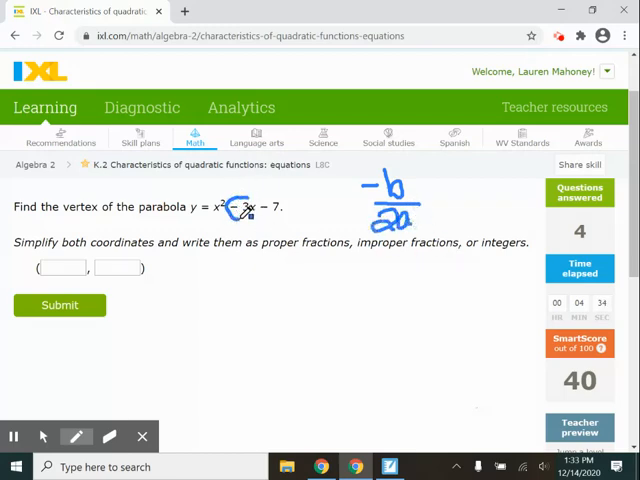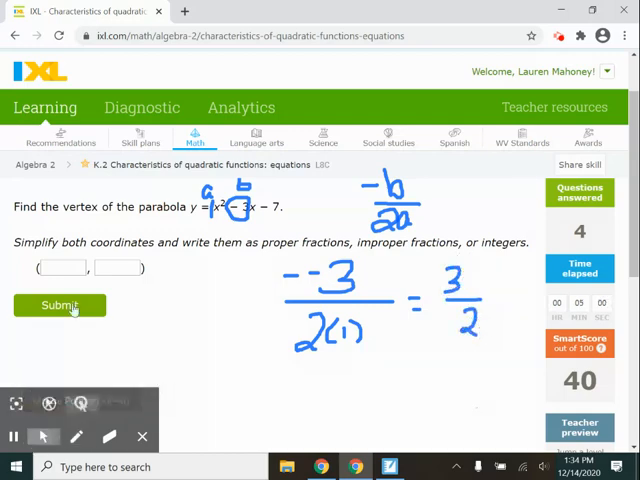Well, my b value is negative 3. My a value is a 1 because there's an understood 1 there in front of the x squared. So negative b is going to be a negative 3, which is going to turn into a positive 3 over 2 times 1. And that is going to be a positive 3 halves. So I'm going to go over here and type in positive 3 halves for the x coordinate.